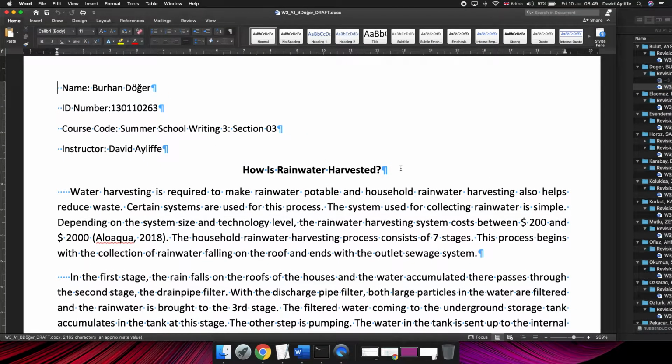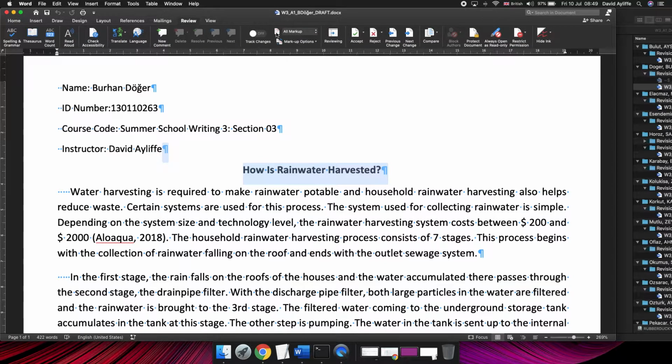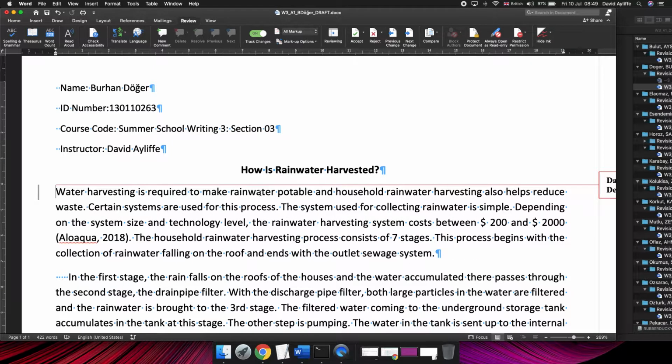Okay, Burhan. Very good. How is rainwater harvested? That's a very good title. Water harvesting is required to make rainwater potable, and household rainwater harvesting also helps reduce waste. Certain systems are used for this process. Good. The system used for collecting rainwater is simple. You've got too many sentences here, Burhan. Yeah? This is a good first sentence. This is good. Don't change that.